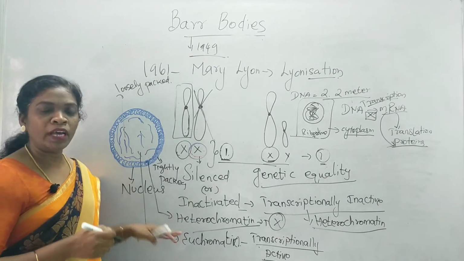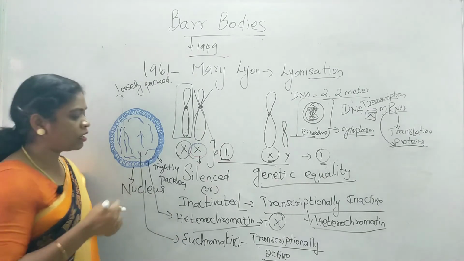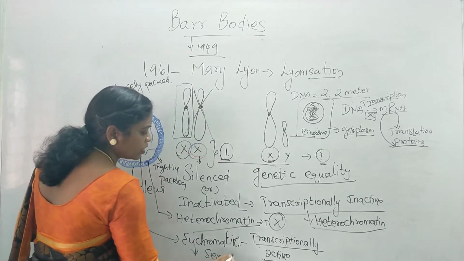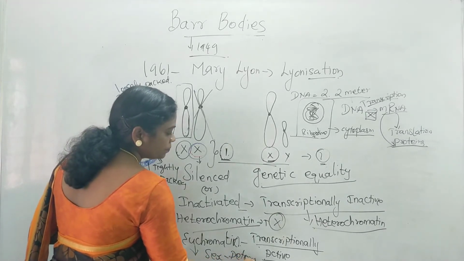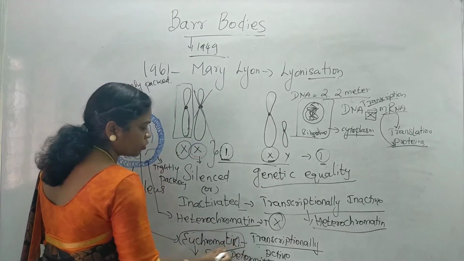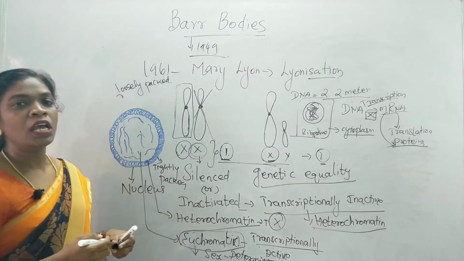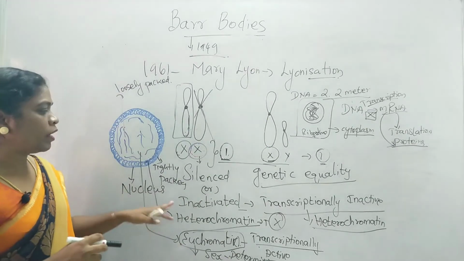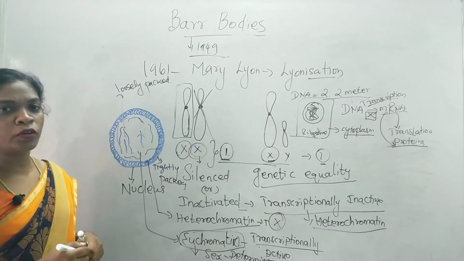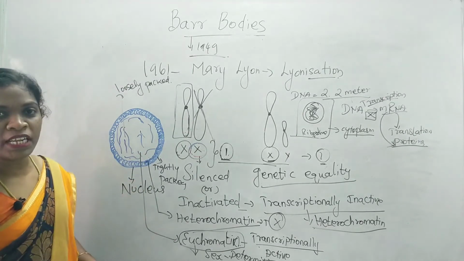Even in the Y chromosome, the SRY region, that is the sex determining region, is present only in euchromatin, because only euchromatin is able to produce protein, but heterochromatin, as it is tightly packed, cannot produce proteins. They are known as transcriptionally inactive.